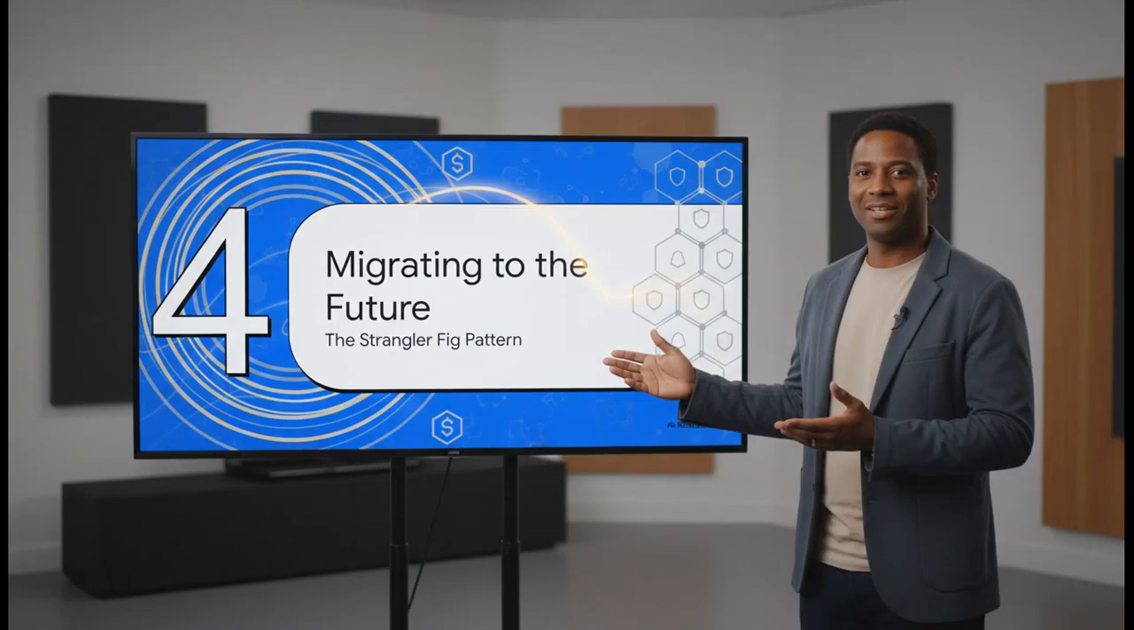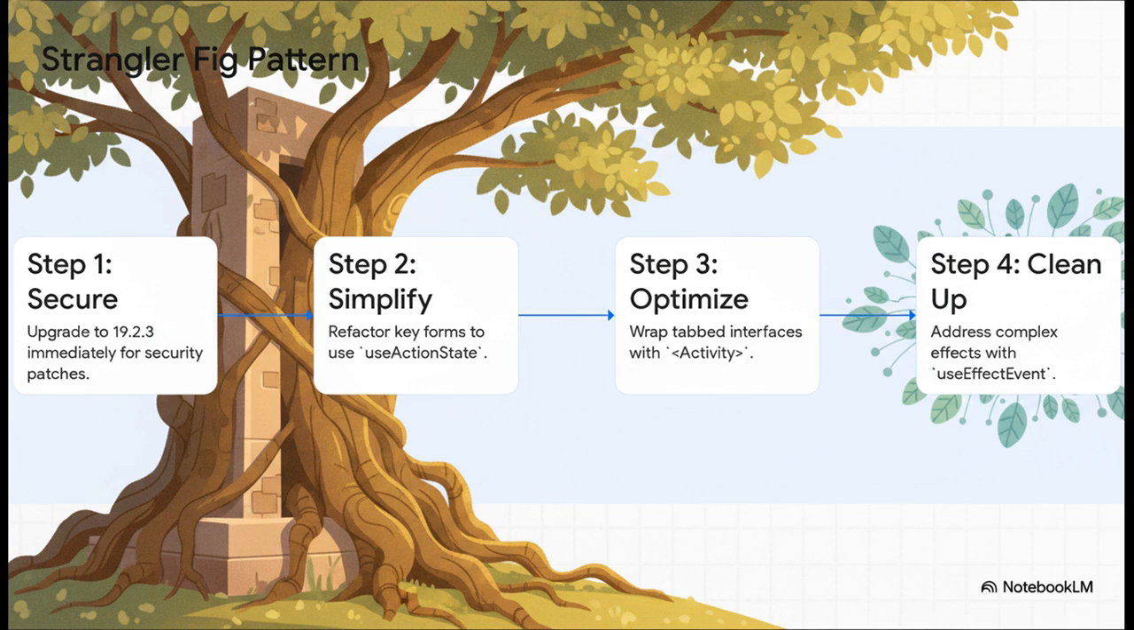Okay, so the old way was complex, and the new way is secure. That's great, but how do you actually get there without having to do a massive rewrite? Let's talk about migrating to the future of React. The best approach here is a gradual one, and it's called the strangler fig pattern. It's pretty clever. First, you upgrade to 19.2.3 immediately. Just do it. Get those security patches. Then you start small. You refactor a few of your most important forms with useActionState. After that, you can go in and optimize the user experience by wrapping your tabbed interfaces with that new Activity component. See? It turns a huge, daunting task into a manageable step-by-step plan.